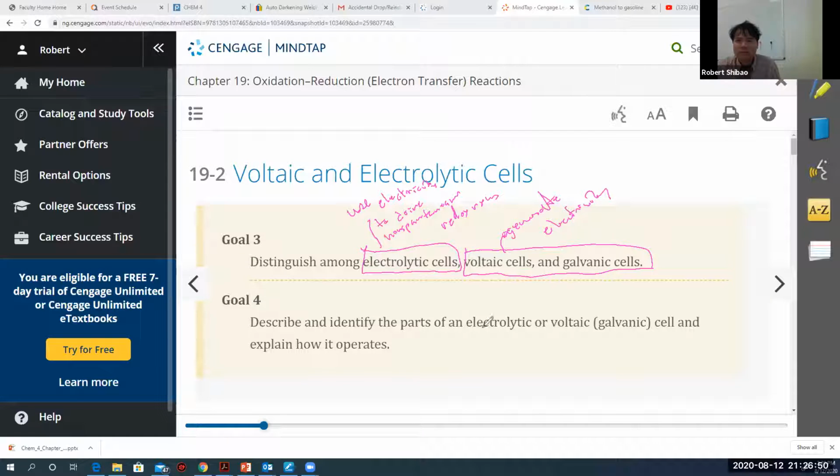Describe and identify the parts of an electrolytic or galvanic voltaic cell. And so these are two different cells. And explain how it operates. They're two different cells. We need more examples to look at.